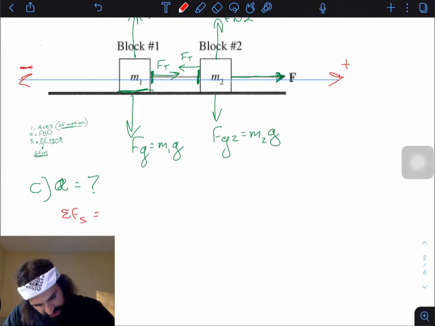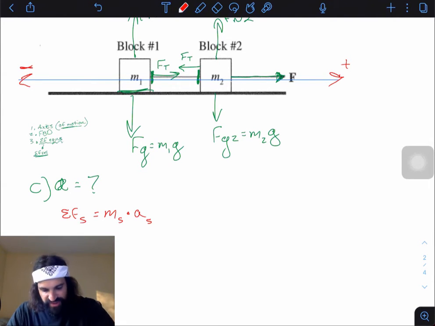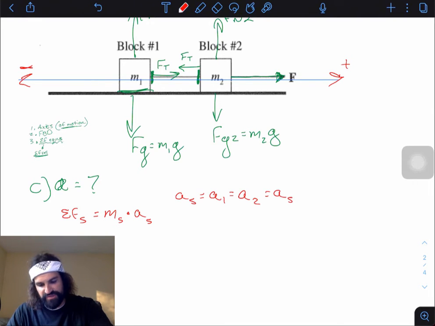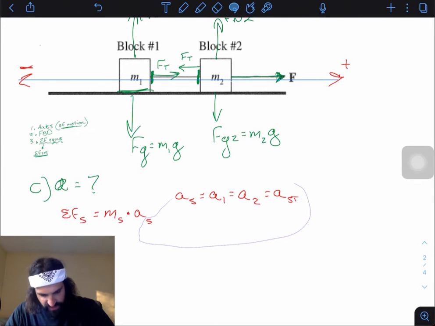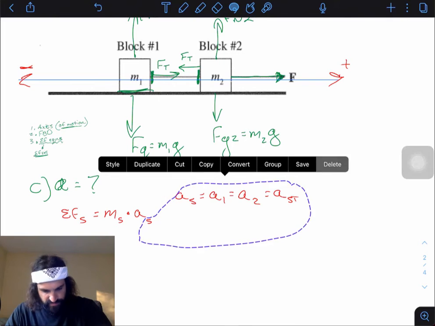Net force for the system is mass of the system times the acceleration of the system. And I don't need to put acceleration sub s, because if they're all accelerating together, the acceleration of the system is equal to the acceleration of the first block is equal to the acceleration of the second block is equal to the acceleration of the string. So you don't have to put s for that, and that's why.